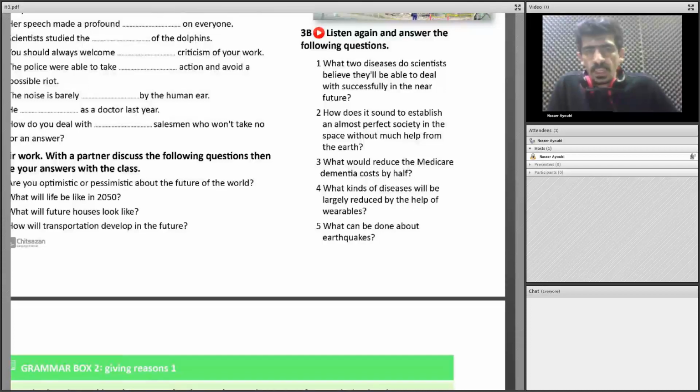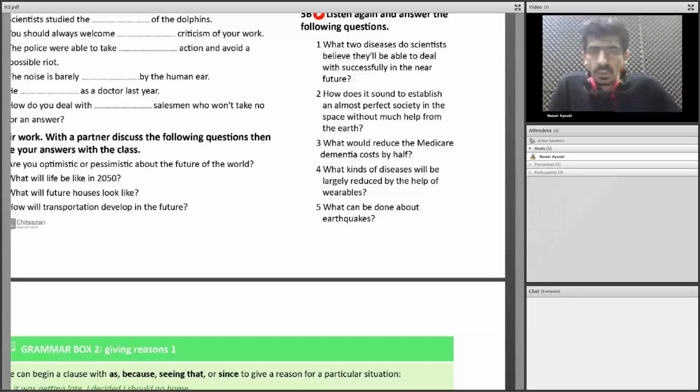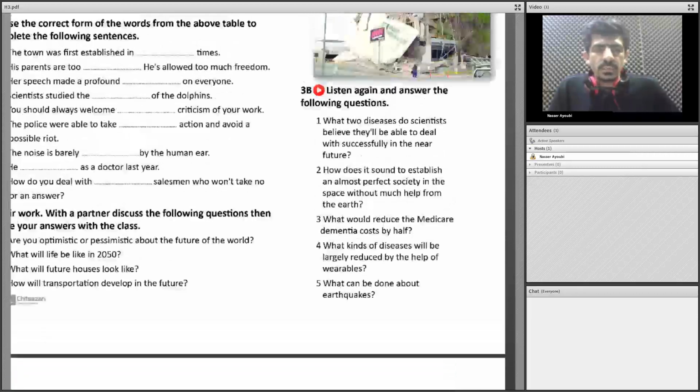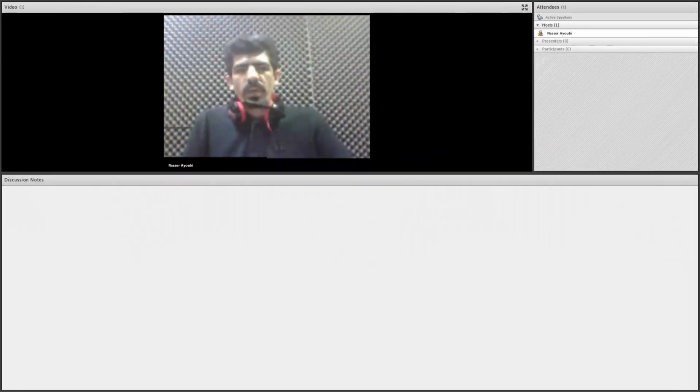Medicare costs. Number 4, what kinds of diseases will be largely reduced by the help of wearables? Psychiatric and neurological diseases. Question 5, what can be done about earthquakes? Well, we can predict the damaging ground shaking just before it arrives and provide seconds to minutes of warning.